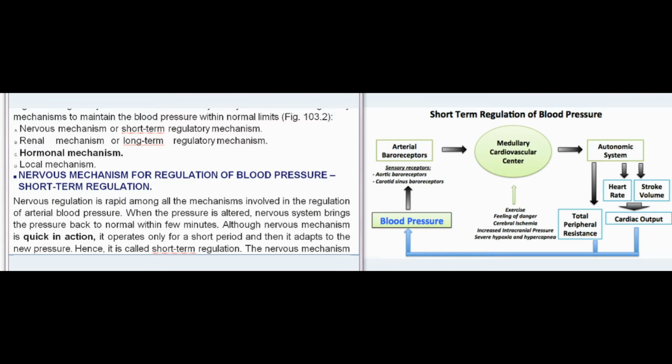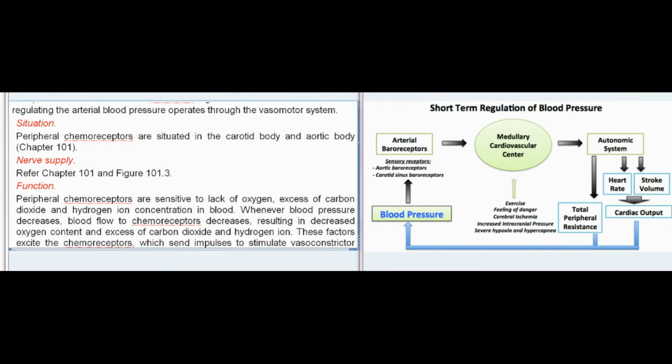Nervous mechanism for regulation of blood pressure, short-term regulation. Nervous regulation is rapid among all the mechanisms involved in the regulation of arterial blood pressure. When the pressure is altered, nervous system brings the pressure back to normal within few minutes. Although nervous mechanism is quick in action, it operates only for a short period and then it adapts to the new pressure. Hence, it is called short-term regulation. The nervous mechanism regulating the arterial blood pressure operates through the vasomotor system.